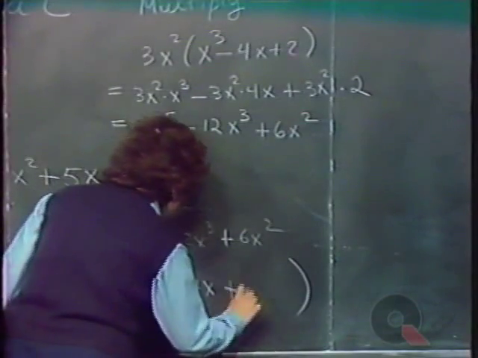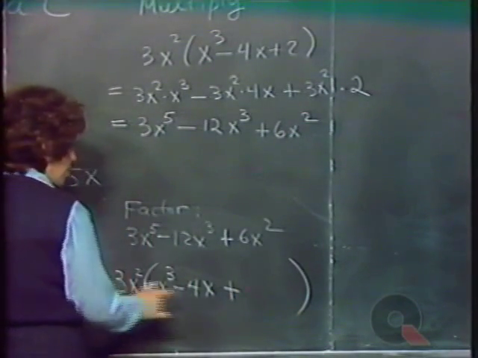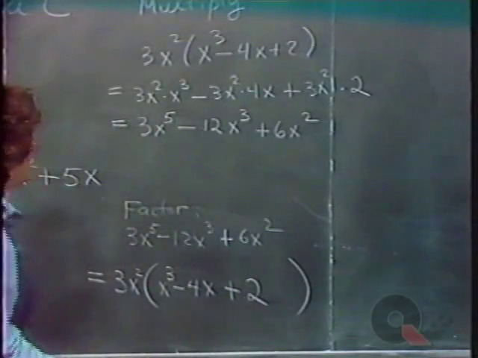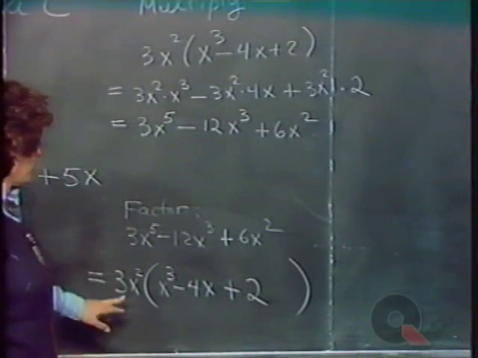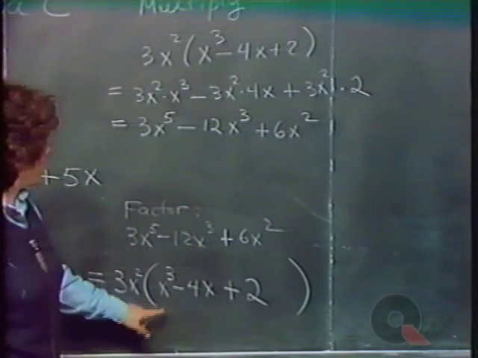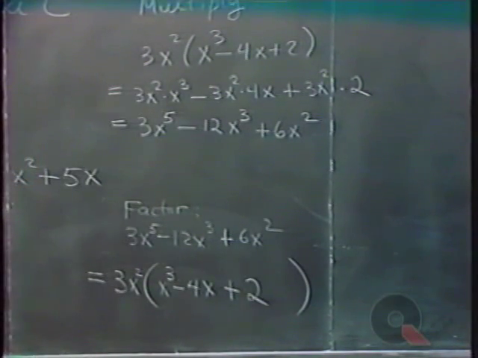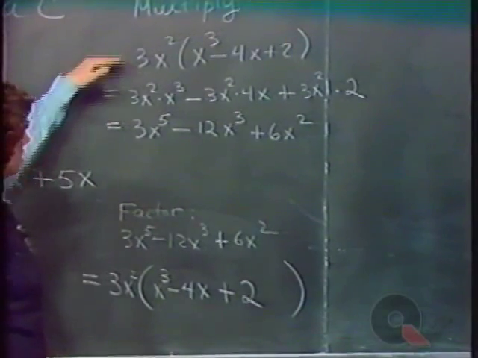And then finally, what do you have to multiply 3x squared by to get 6x squared? And the answer is just 2. So we get that. Factoring, we get 3x squared times, in parentheses, x cubed minus 4x plus 2, which is, of course, what we started with. So be prepared for these questions to be asked in either form.